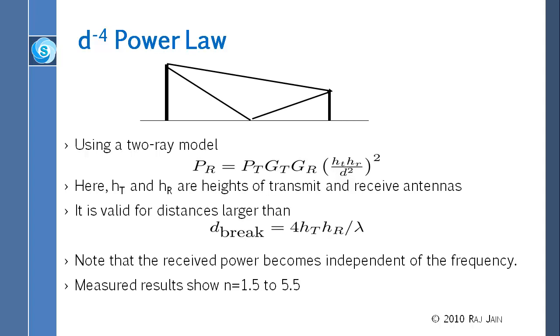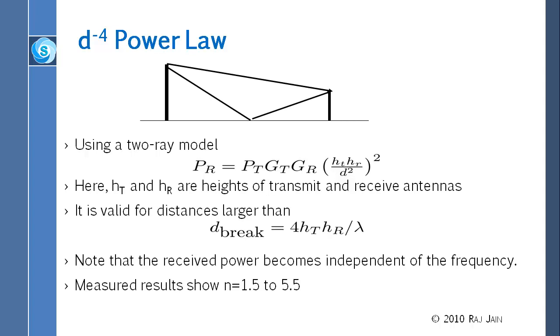And therefore, you notice another thing, and this is valid if you are far away. How far away? If you are at least 4 HT HR divided by lambda away, then it is fourth power. So two or three things to notice from here. First thing is that while d square was a very simple method, which assumed there is only one signal which is being transmitted and it goes all around, with nothing to block it or reflect it, in real scenarios there are lots of reflectors. And if we just use one reflection, we get a d to the fourth formula, right?